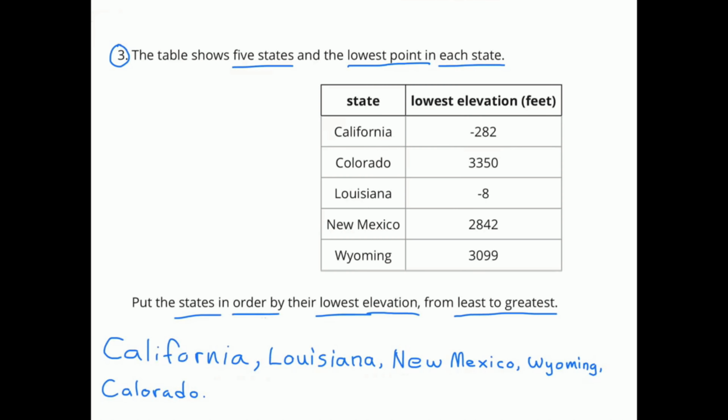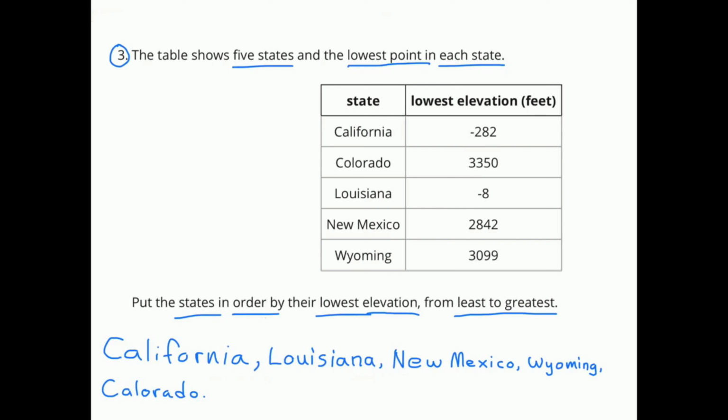Number 3. The table shows 5 states and the lowest point in each state. Put the states in order by their lowest elevation from least to greatest. California's lowest elevation is -282, or 282 feet below sea level. So I'd put that as the lowest. Louisiana is also in the negatives, with its lowest point being at -8, or 8 feet below sea level. So Louisiana would go second on the list.